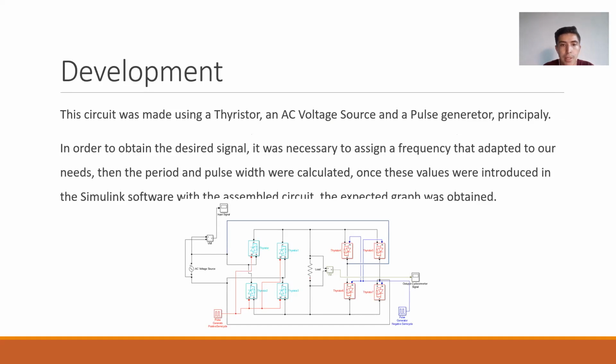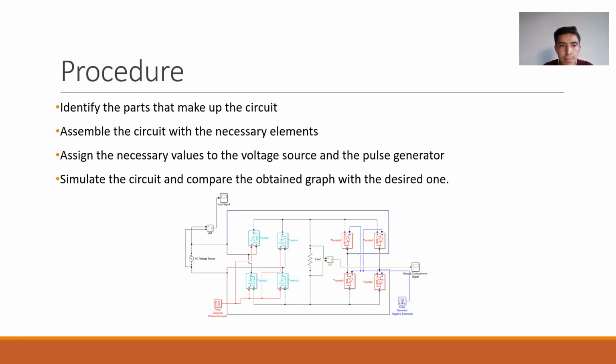We use the resistors, the AC voltage source, and the pulse generator principally. In order to obtain the desired signal, it was necessary to assign a frequency that adapted to our needs. Then the period and pulse width were calculated, and once these values were introduced in the Simulink software, we assembled the circuit and obtained the expected graph.